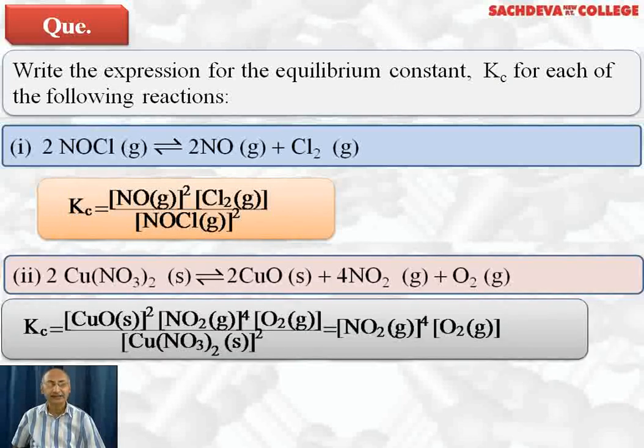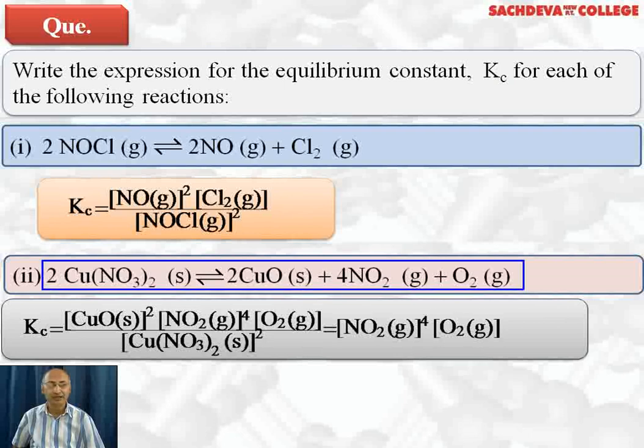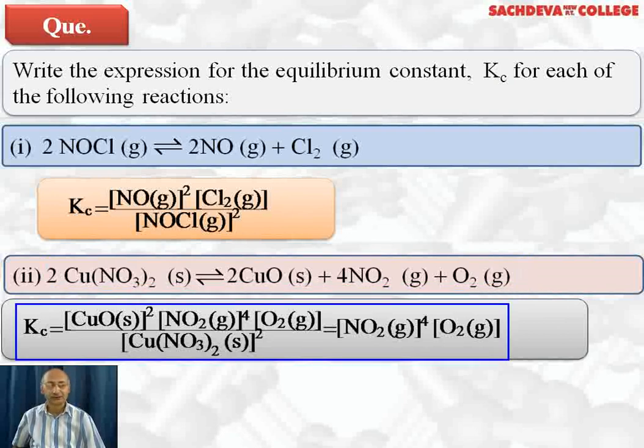Similarly, next we are taking a heterogeneous equilibrium. This was a homogeneous equilibrium because we had all gaseous reactants and products, and in Kc all the terms are gaseous. But in heterogeneous equilibrium, we are heating 2 copper nitrate solid, which gives 2 copper oxide solid plus 4 NO2 gas plus O2 gas. So Kc should be copper oxide solid raised to the power 2 into NO2 gas raised to the power 4 into molar concentration of O2 gas, divided by molar concentration of copper nitrate solid.